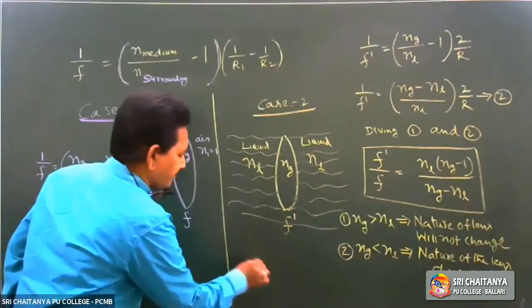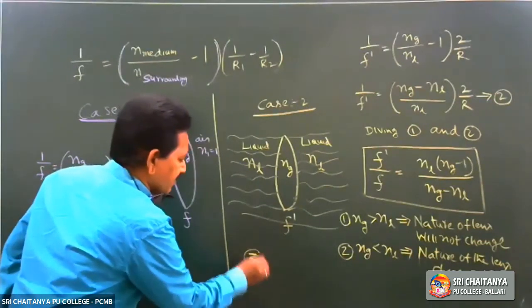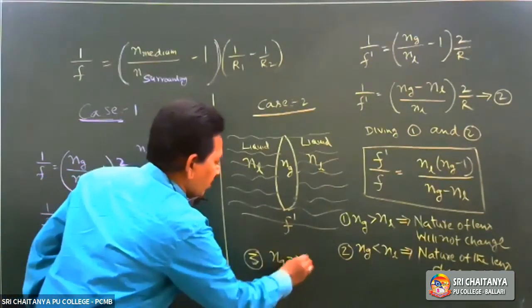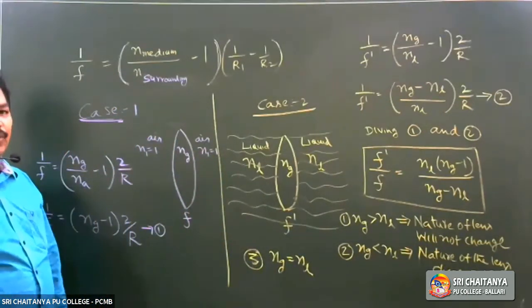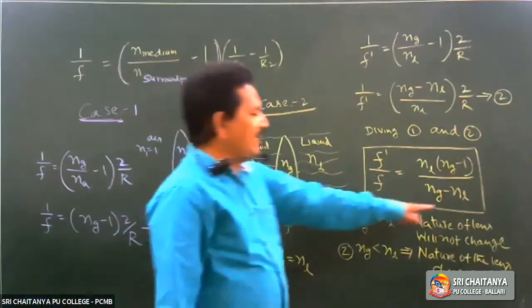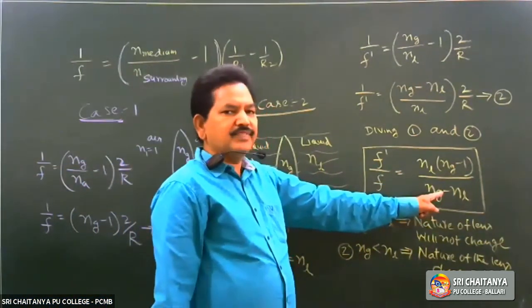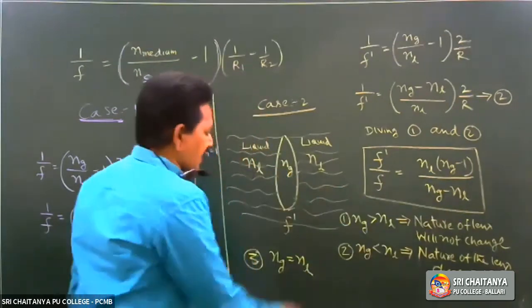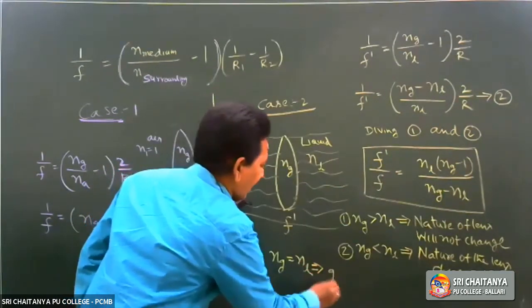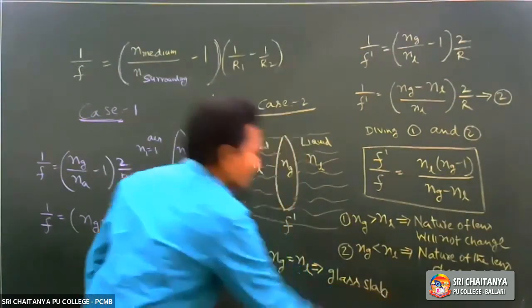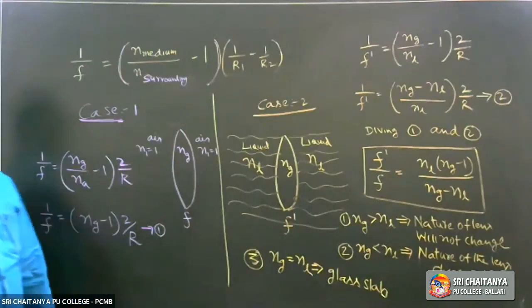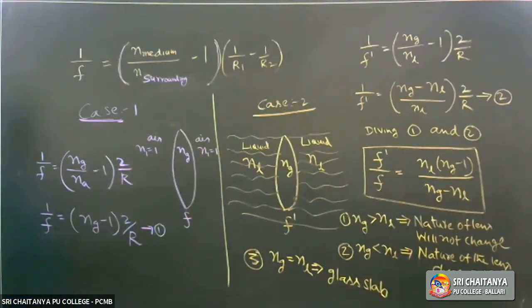Third case. Ng is equal to Nl. If Ng is equal to Nl, this becomes 0. Then F becomes infinity. Then the lens acts as a glass slab. There is no curved surface. It acts as a plain surface. Glass slab. Most important topic.